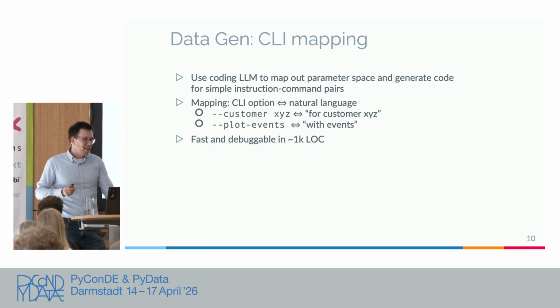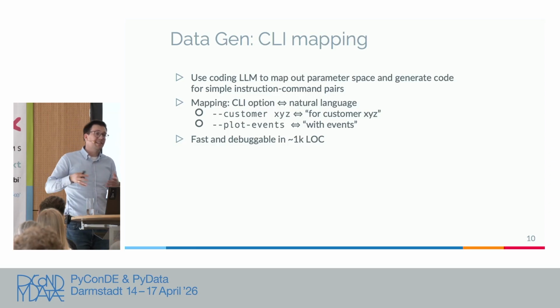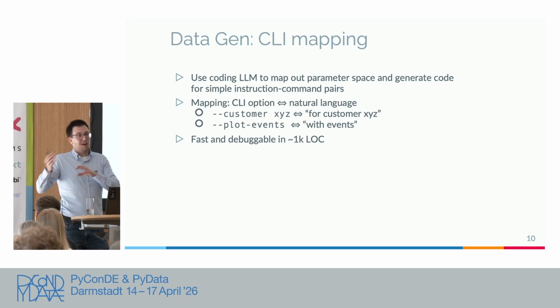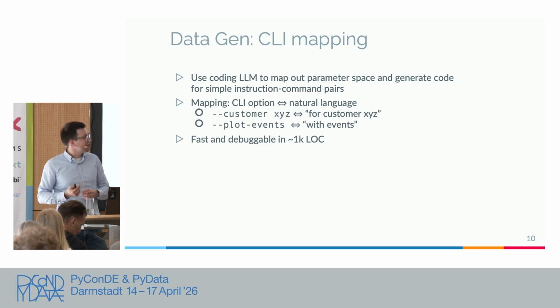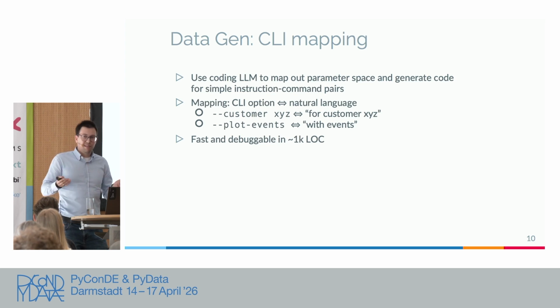So where do we start? We first need to generate some basic pairs of natural language-ish instructions and our command line arguments. What I did here is I used a coding LLM, I just took Claude Opus, and prompted the coding LLM to map out that space. You give it the code as context, and because it has such a huge context window, no problem, it can take your code and convert that into a little program that maps out these individual CLI instructions.